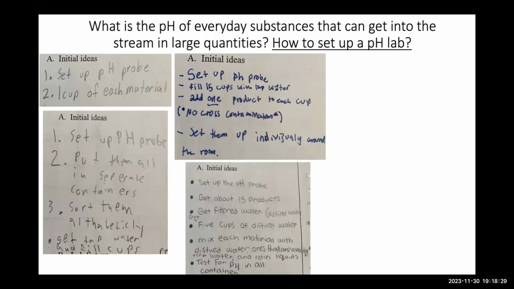And here's another group. They said set up the pH probe and get 15 products, get filtered water, distilled water, get 5 cups of distilled water, mix each material with distilled water, ones that are already tap water and rain and liquid. I think they were saying if they're already in liquid, you don't need to do anything, test for pH. So these are some common ideas. And I have students share these ideas, and we look for things that overlap. And then we look for things that'll generate a conversation. And as the teacher, I look for things that can help me help them figure out things like what do we want to control, what's a fair test, things like that.